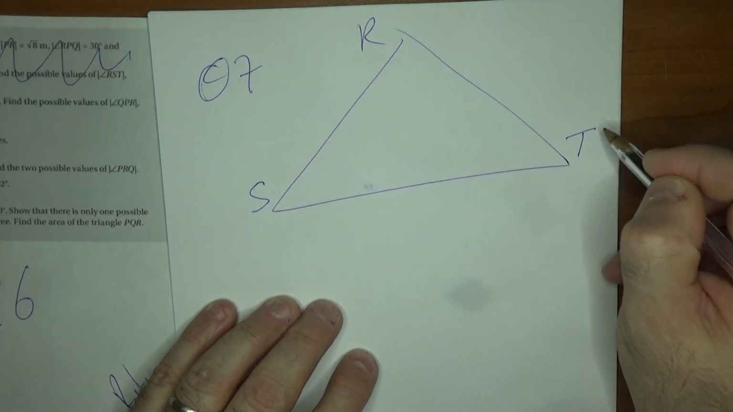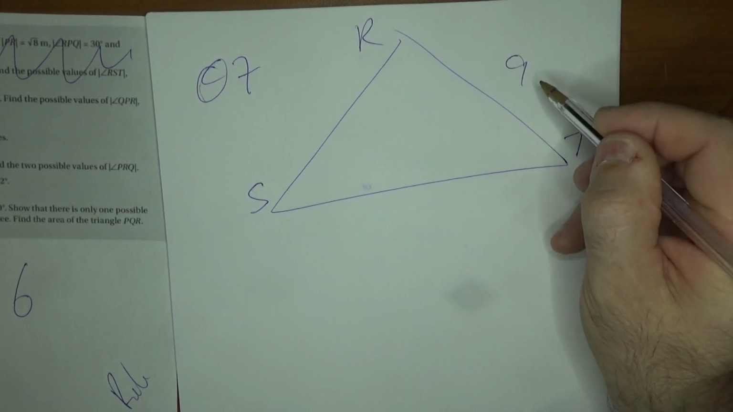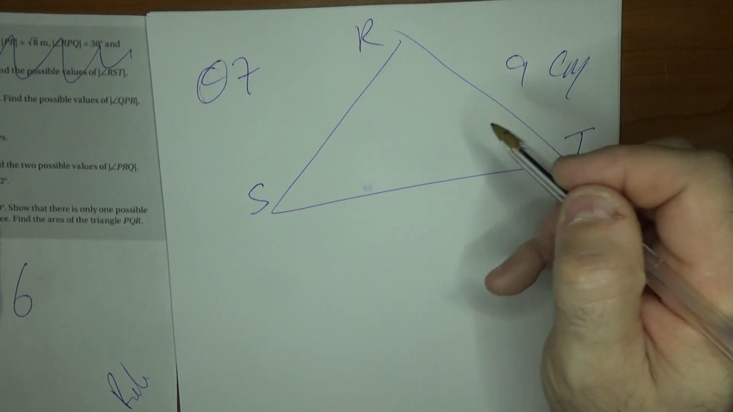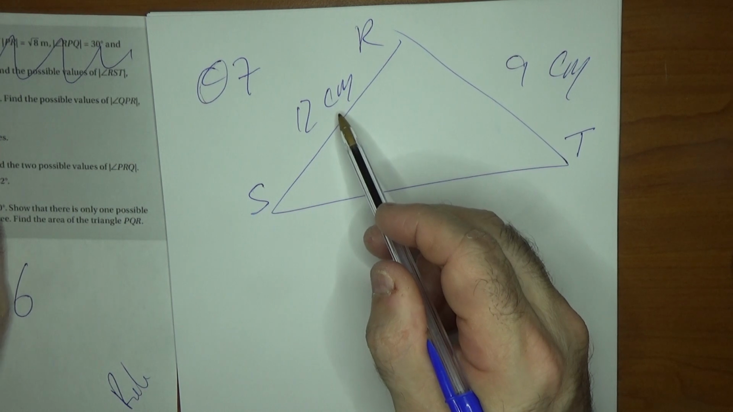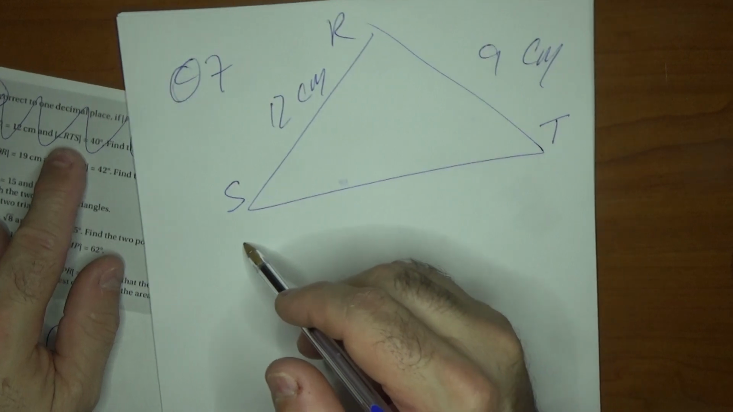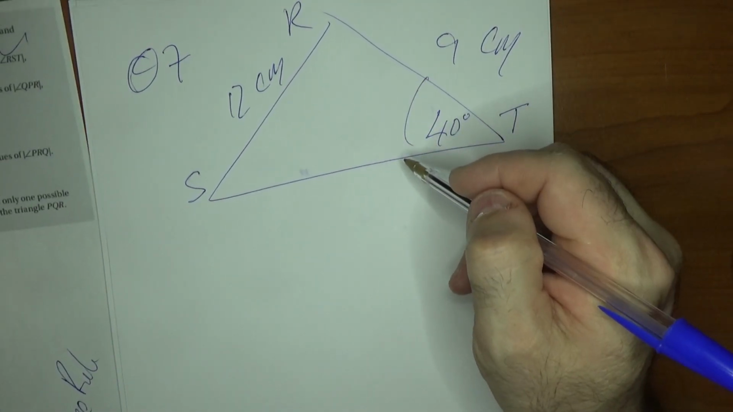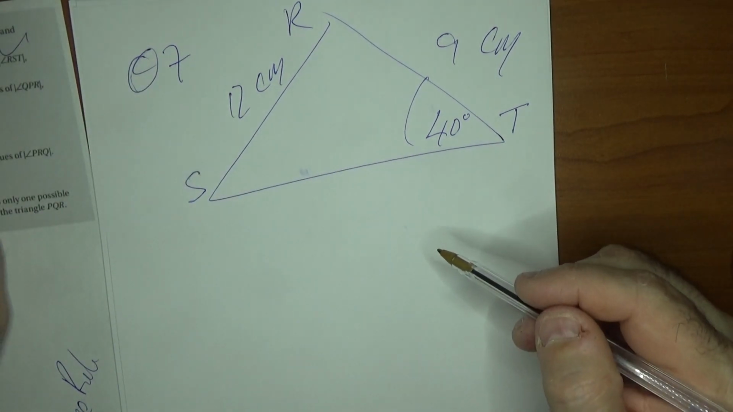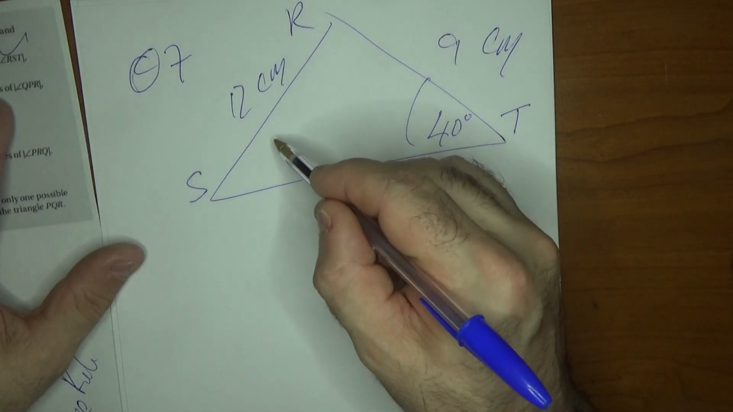So the triangle is RST. This is how quickly you should be able to do questions like this. RT is 9 centimeters. RS is 12 centimeters. No point in losing partial credit by leaving that out. The angle at T is 40 degrees. Find the possible value at S, the angle at S.